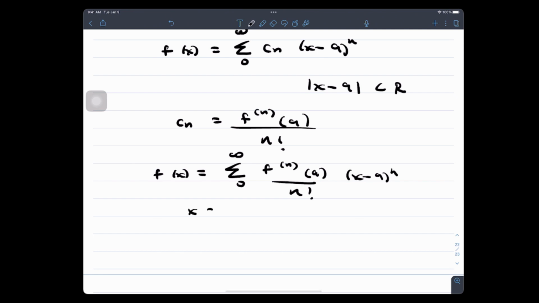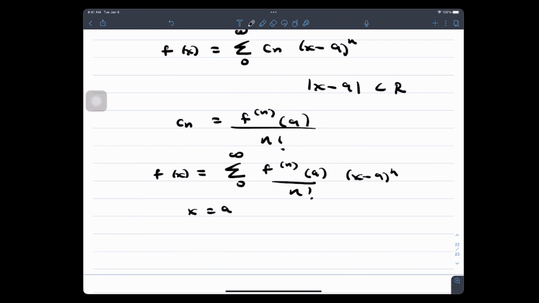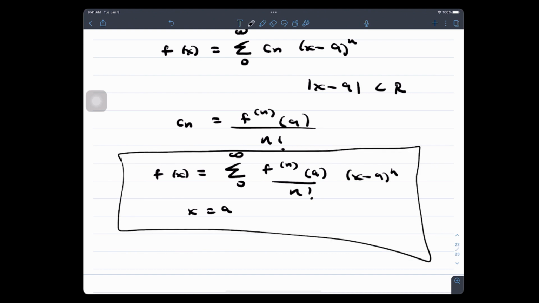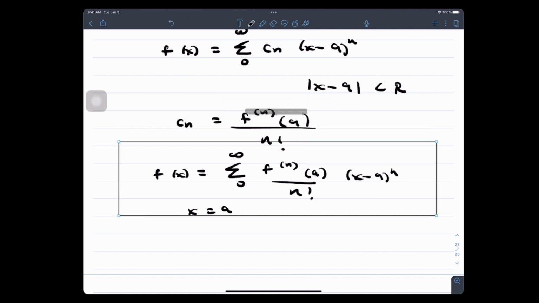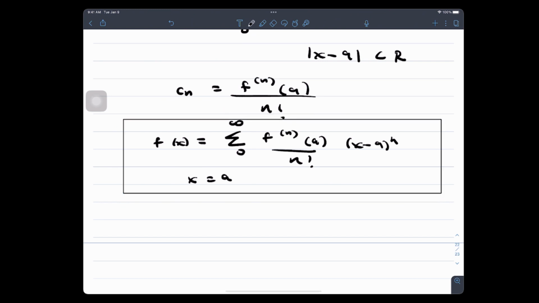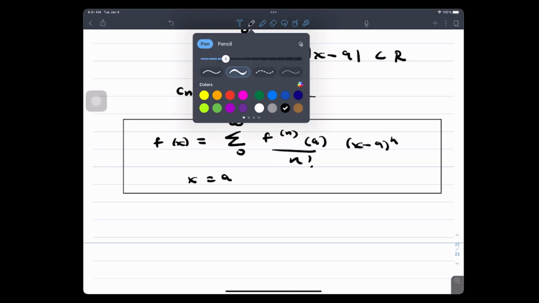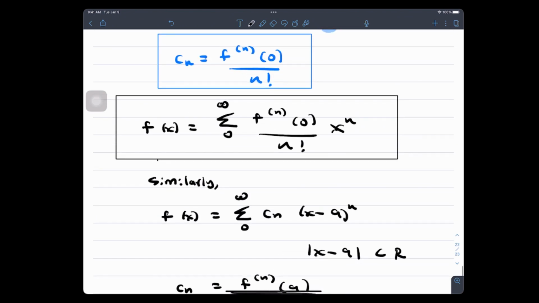And again, for x equals a in this case. So you have, by the way, this last one is known as the Taylor series expansion. And then you have the Maclaurin series expansion. So this is your Taylor series expansion. This is the Maclaurin series.